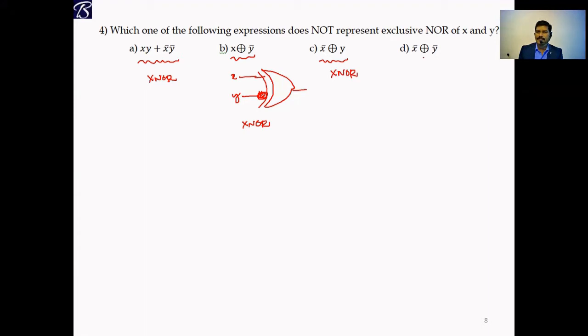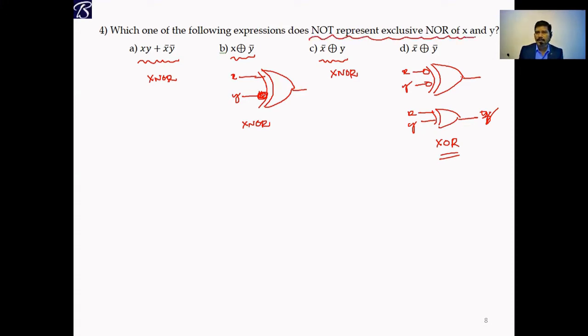Okay. Now let us observe this one. Both bubbles are there, at x and y. So these two bubbles get cancelled and only x, y remains. So this is, let us say z. This is the XOR operation, which is not XNOR. So among the given options, the first three are XNOR only; option D alone does not represent the exclusive NOR of x and y. So hence option D is correct.